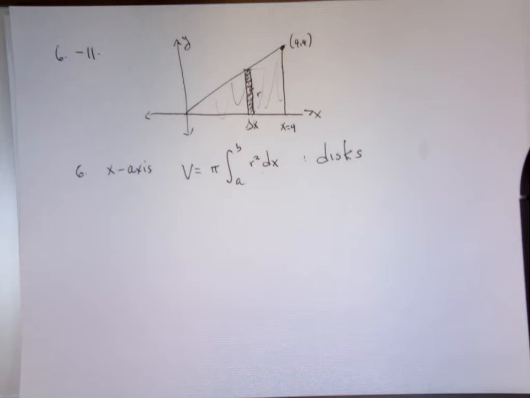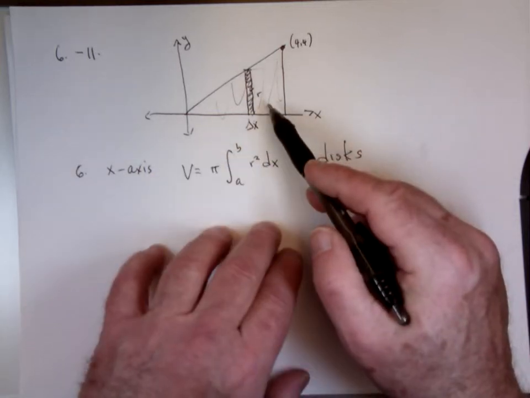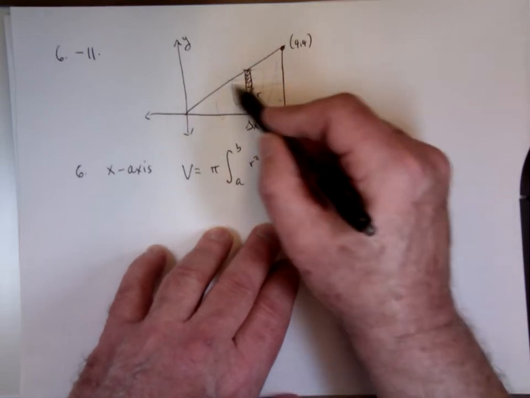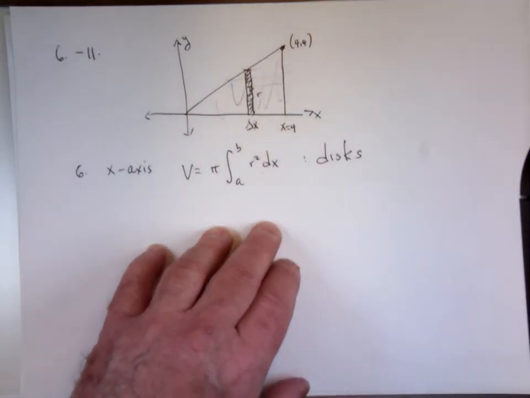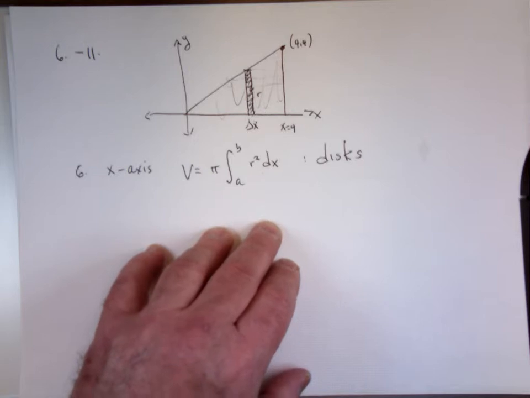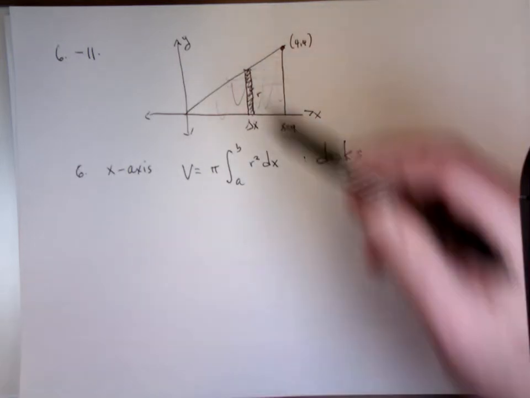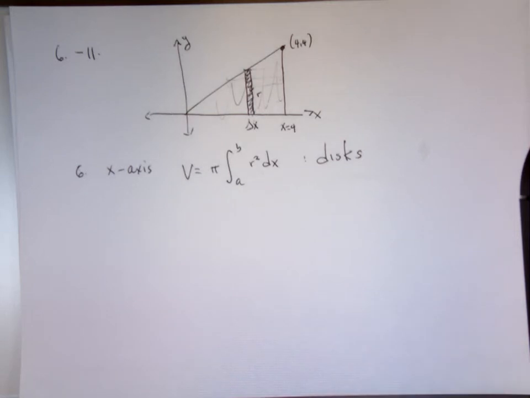I may ask you if in this problem you were to take the rectangles this way with respect to y, using a delta y, what method would you use in that case? Around the x-axis still, that would be shells. Because it's going sideways, the rectangle is parallel to the axis about which it's being revolved. That will always be shells.